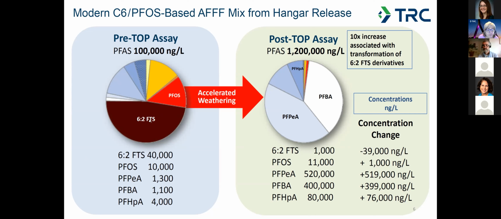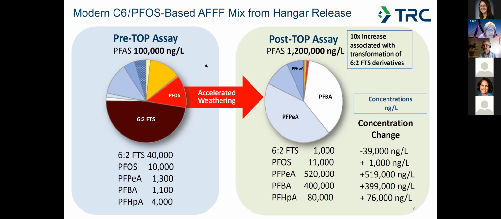Something that airports or really any industry needs to be very careful with. So the system was not really decontaminated properly prior to switching over to the C6 foam. Anyways, the original PFAS analysis of this sample showed a total PFAS concentration of 100,000 nanograms per liter. You can see here at the top.